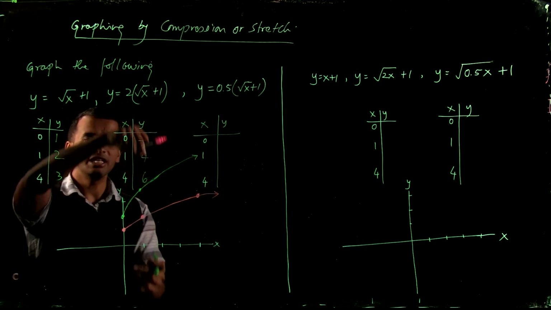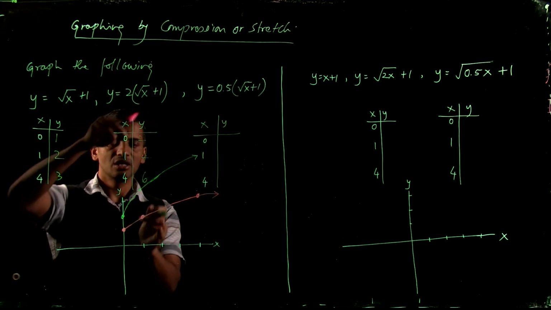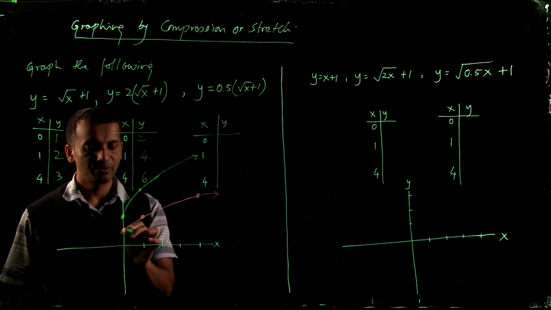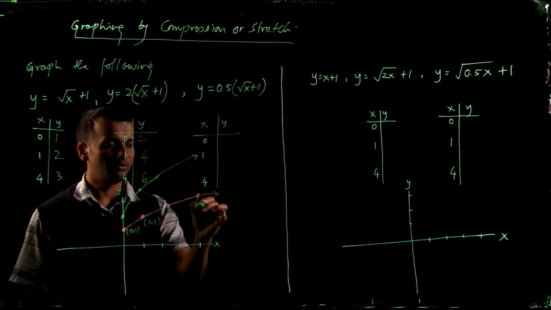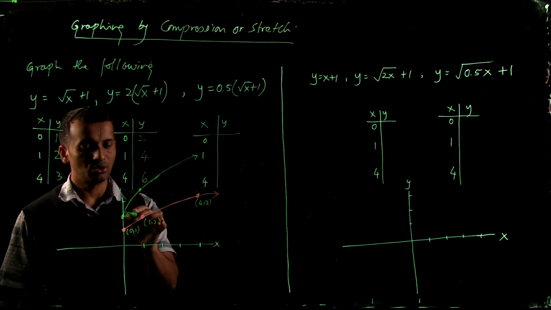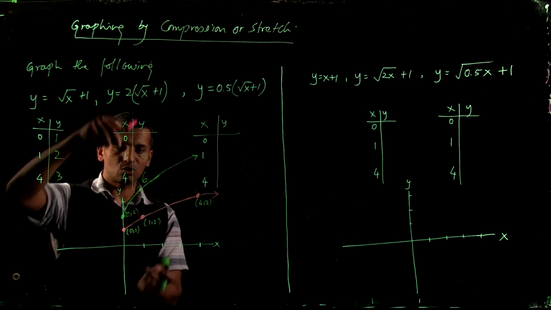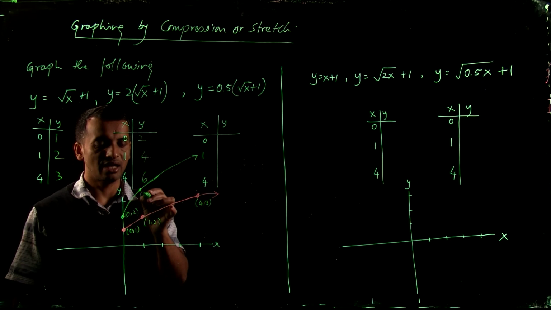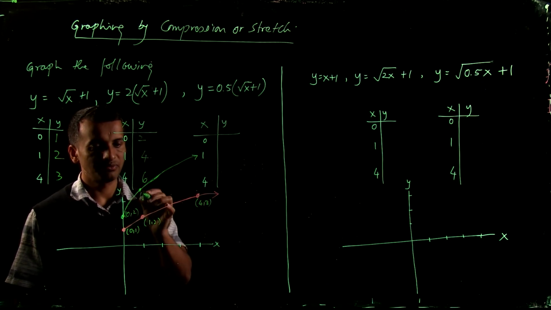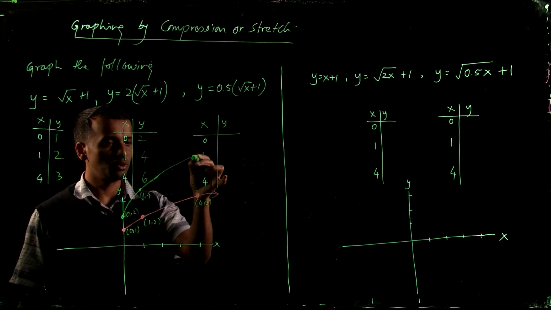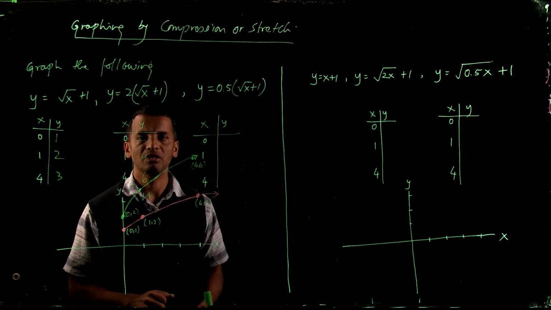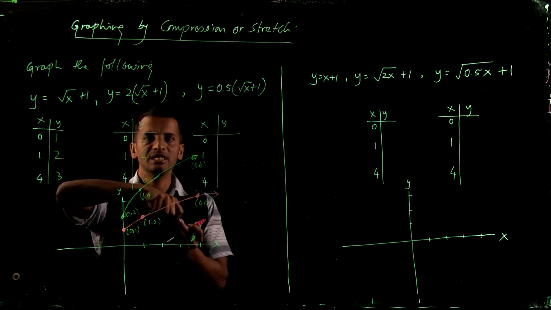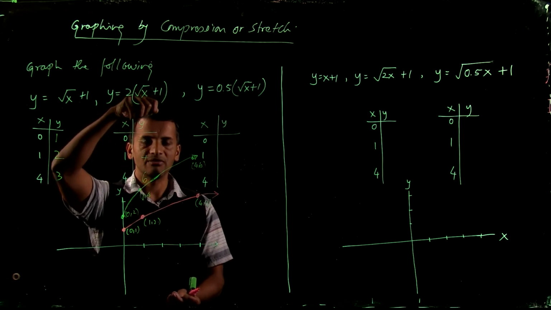So it is basically vertically stretched. It was (0, 1), then (1, 2), and then (4, 3), but now this is (0, 2). So it is vertically stretched twice, and then this one is (1, 4), and this point is (4, 6). Meaning that if you multiply the right hand side by a number greater than 1, then you will see a vertical stretch.